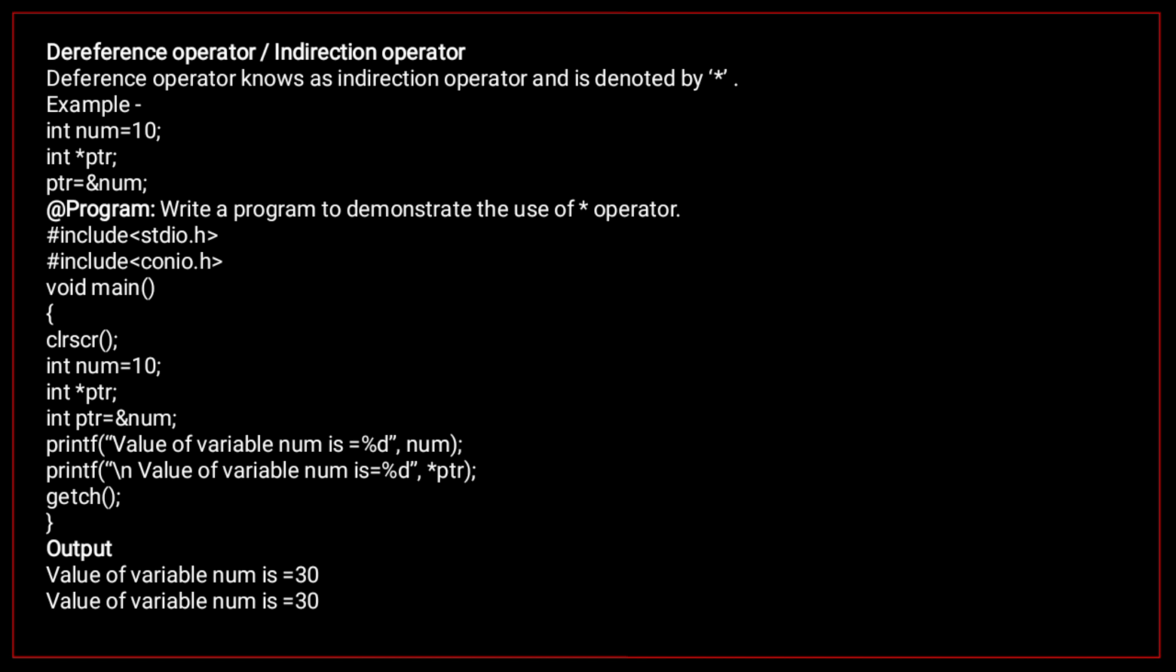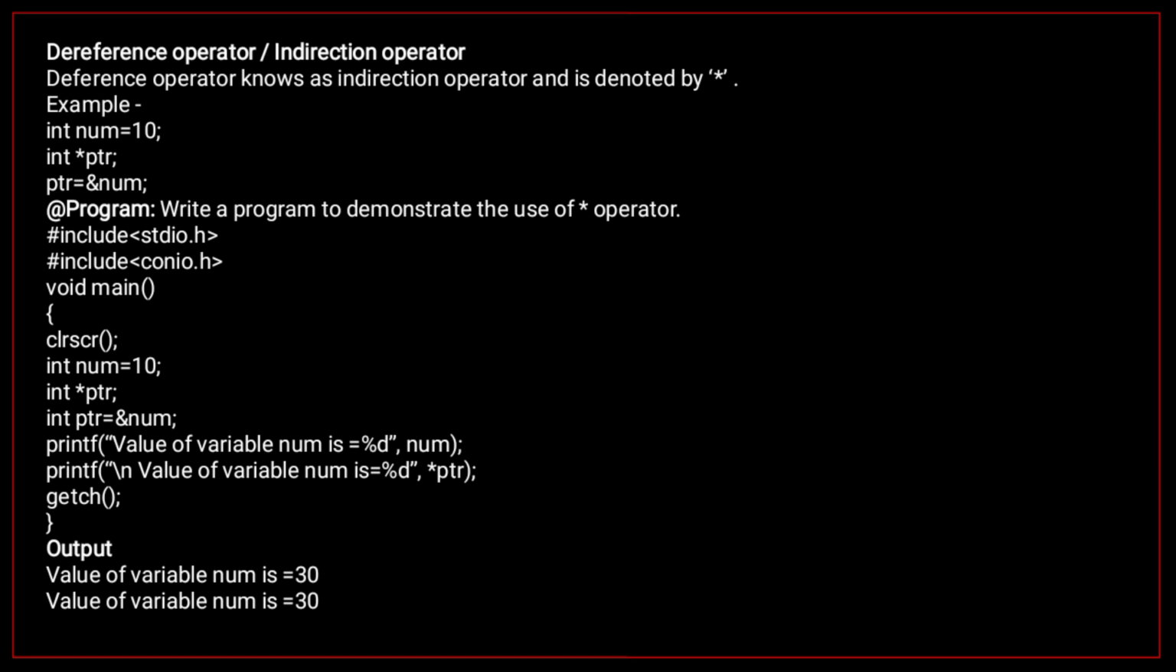int num equal to 10 semicolon, int star ptr semicolon, ptr equal to ampersand num semicolon. Now in this example we place star before ptr, then we can access the variable whose address is stored in ptr. So ptr contains the address of variable num. We can access the variable num by writing star ptr. So here we discuss one example of how to use the star operator.